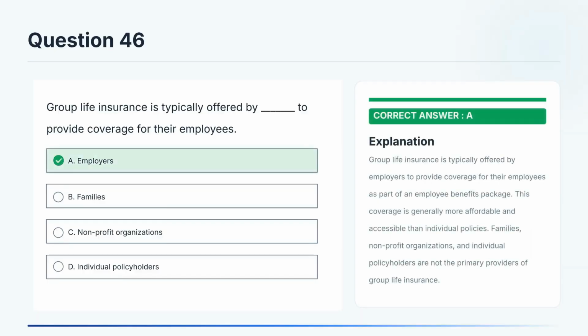The correct answer is A. Employers. Group life insurance is typically offered by employers to provide coverage for their employees as part of an employee benefits package. This coverage is generally more affordable and accessible than individual policies. Families, nonprofit organizations, and individual policyholders are not the primary providers of group life insurance.